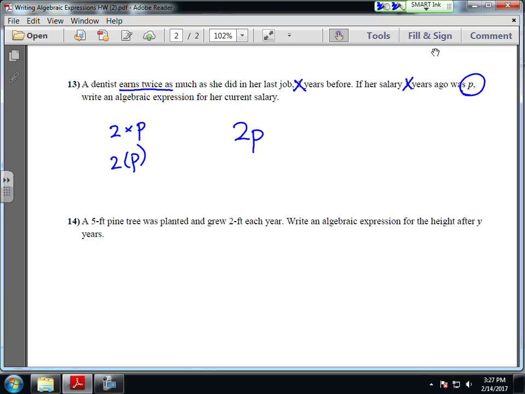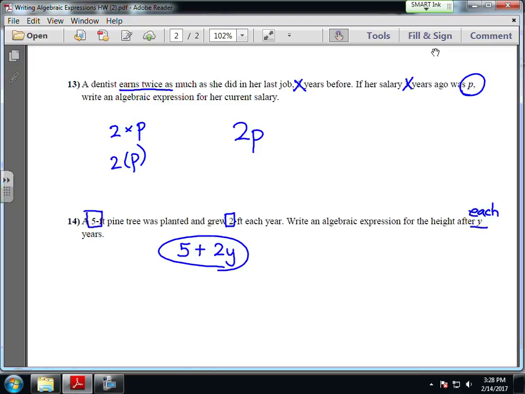All right. Number 14. A 5-foot pine tree was planted and grew 2 feet each year. Write an algebraic expression for the height after Y years. So it started out 5 feet, and then it went 2 feet each year. So we have to start with the 5, and then we're going to add, how do I show 2 feet each year? If you said 2y, you're absolutely correct.